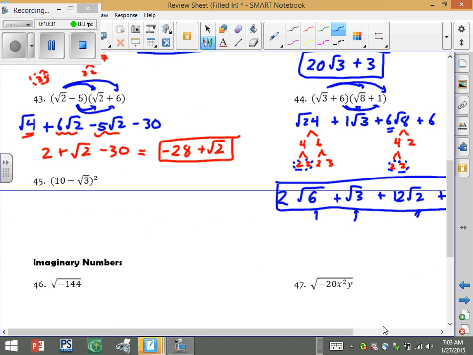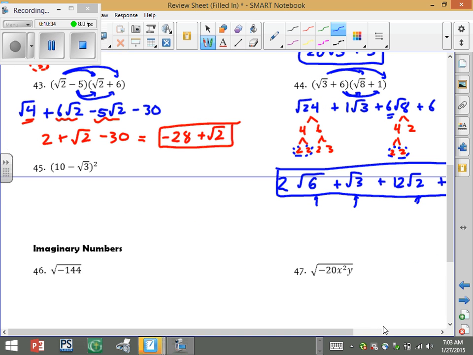And one more problem. Remember, when you have problems like this, you have to consider this to be 10 minus square root of 3 times 10 minus square root of 3 before we start doing our FOILing. So 10 times 10 is 100. Then we have 10 times negative square root of 3, so 10 minus root 3. Here we go, root 3 times 10.